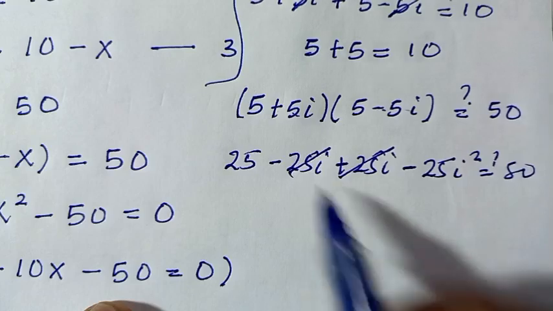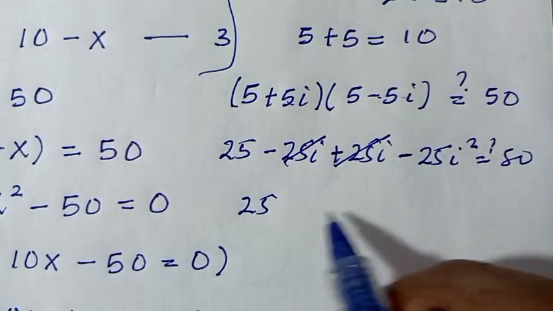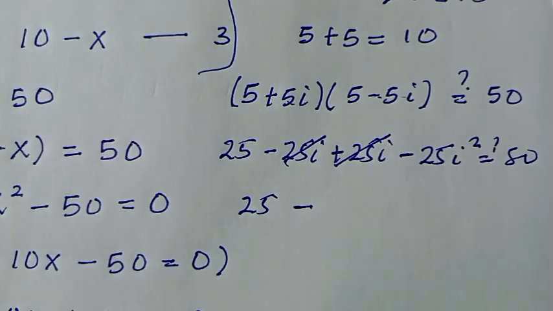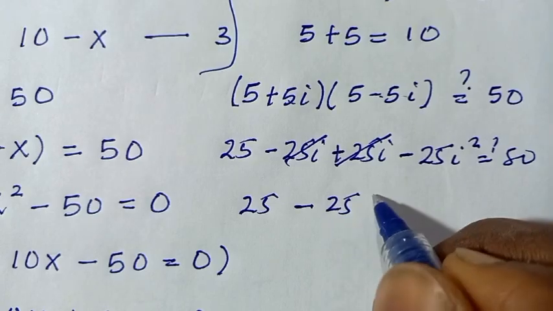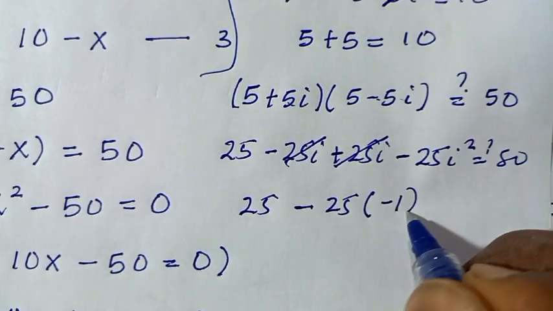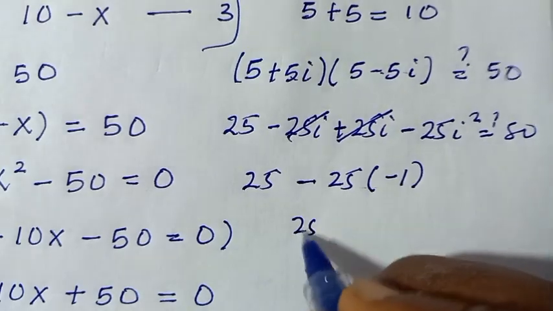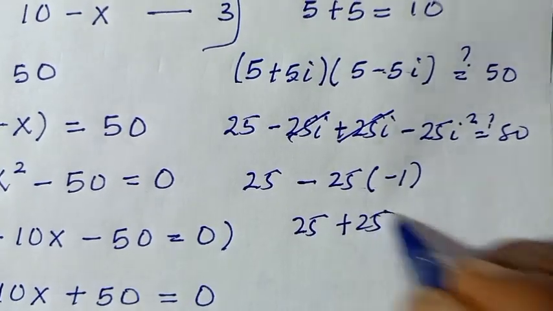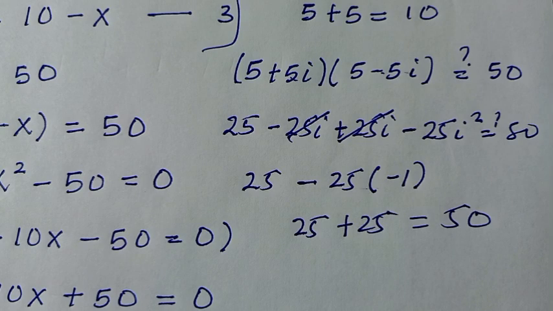So 25i minus 25i cancel. Then we have 25 minus 25 into bracket of i squared, which is minus 1. When we expand this, we have 25 plus 25, and this equals 50. So this is how to solve this problem, and we get all the solutions to this.